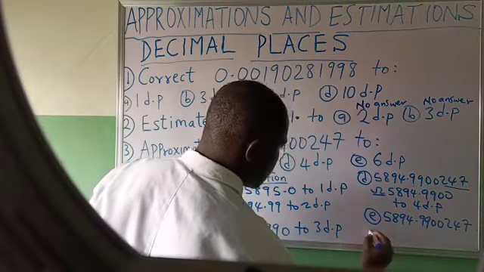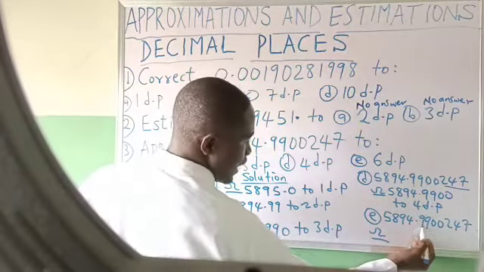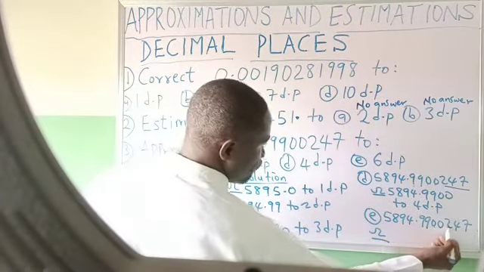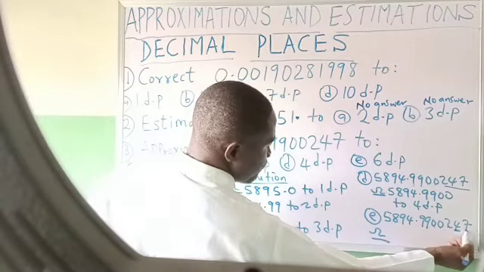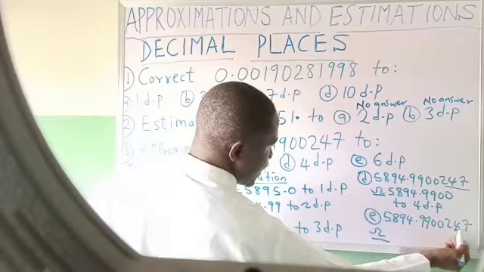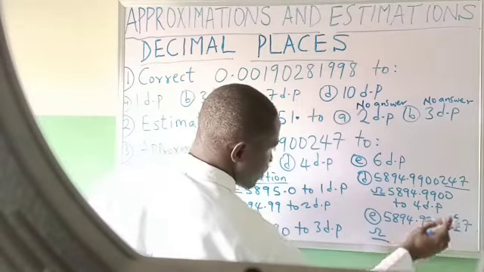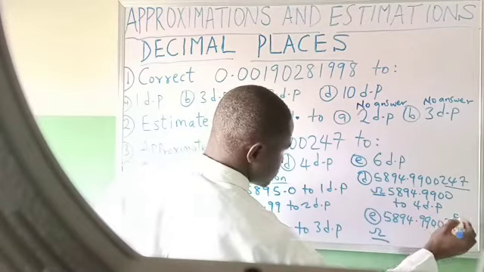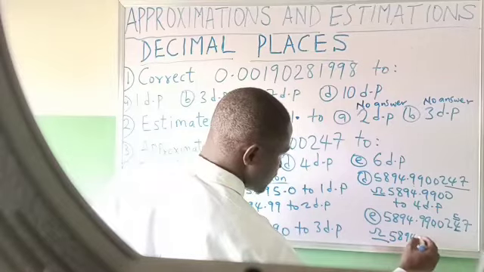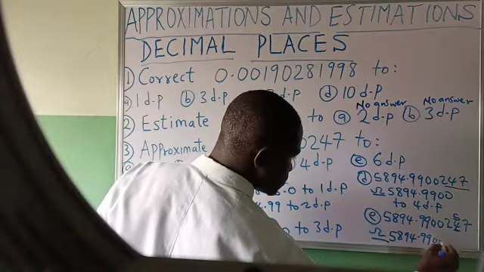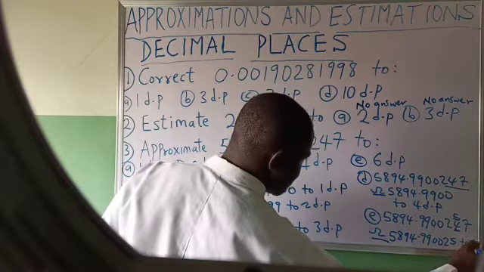Then to 6 decimal place, 5894.9900247. Put your sign of approximation. To 6 means count from 9. 1, 2, 3, 4, 5, 6. 7, are you up to 5? Yes, call it 1. Add it to 4, it becomes 5. So I will now write 5894.9900025. That is to 6 decimal place.